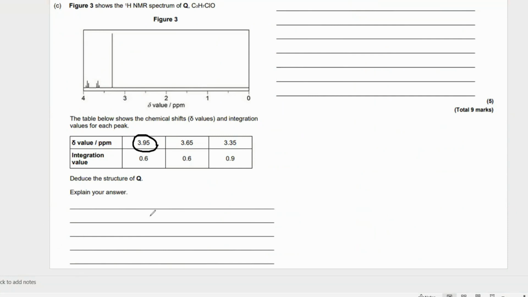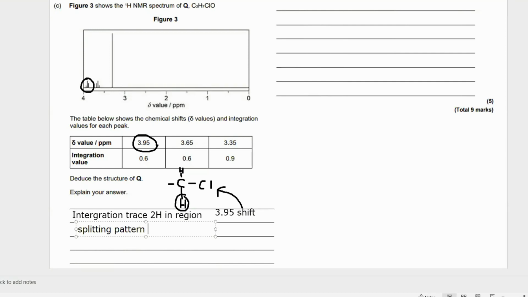So if we go to 3.95, you just need to get the marks right. 3.95 is the chemical shift. The group is this halogen with a CH2 attached, and the integration trace will tell us the number of hydrogens in that environment. So make sure you comment on the integration trace, you point out the group with the chemical shift, and then you comment on the splitting pattern. That's going to score you a mark.